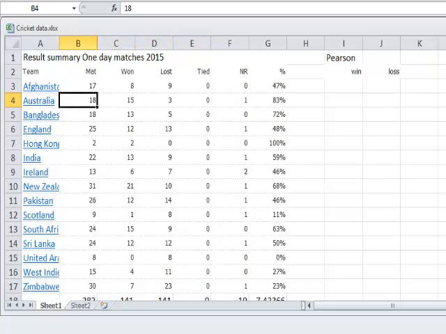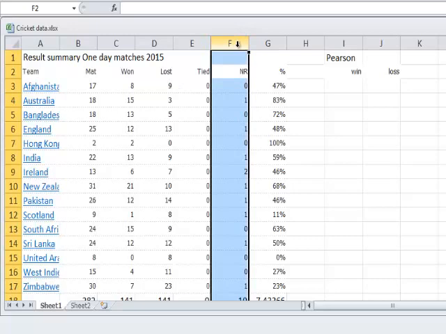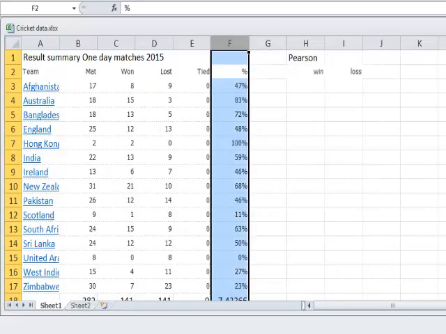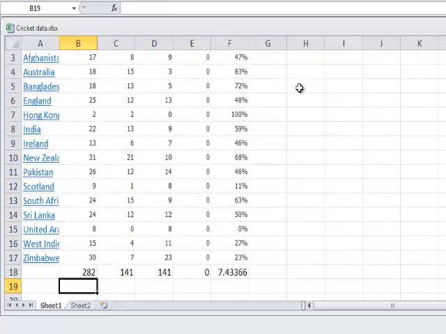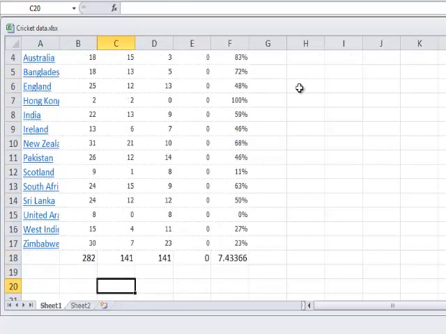I've actually modified the table a little to take out the no result, because that was going to cause me problems. So I'm going to delete this column, because the original table has 19 here: 19 matches played, 15 won, 3 lost, and 1 no result. So I'm going to take the no result out, and I've subtracted it from the number of matches. So now the total number of matches played was 282. 141 were lost and 141 were won.